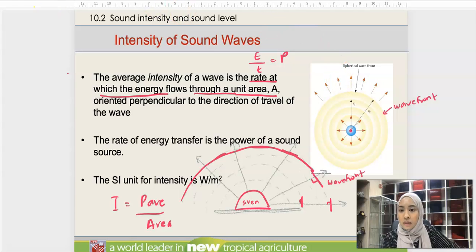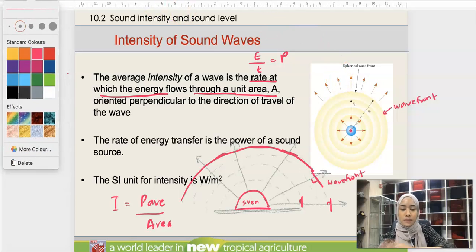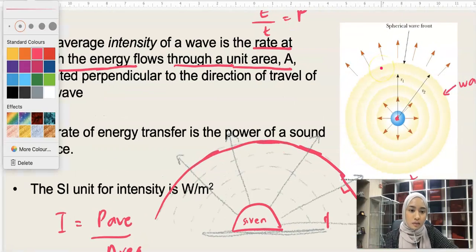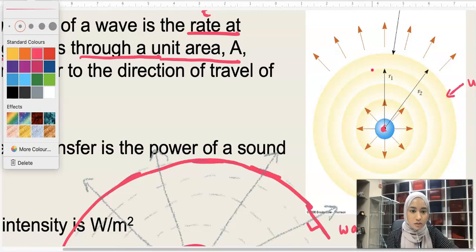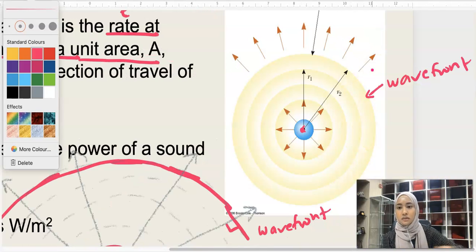What else? Okay, let me enlarge this. Enlarge it a bit. This needs to be discussed in detail.